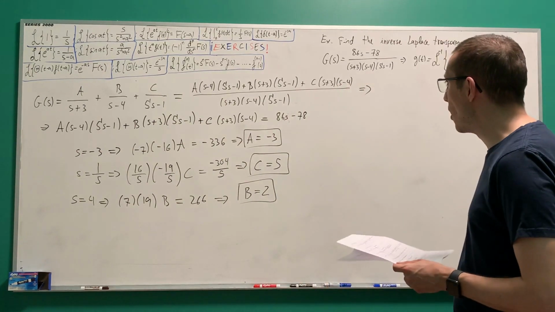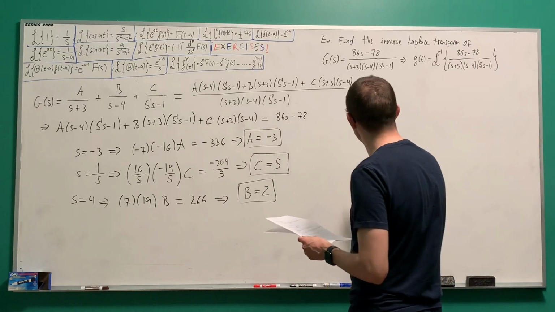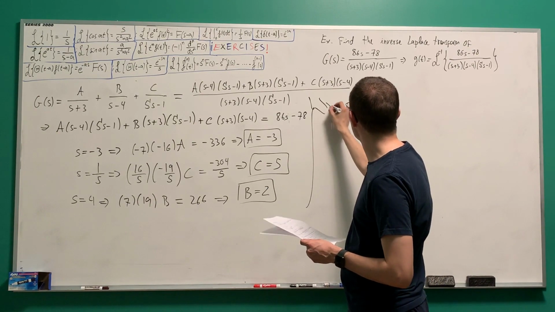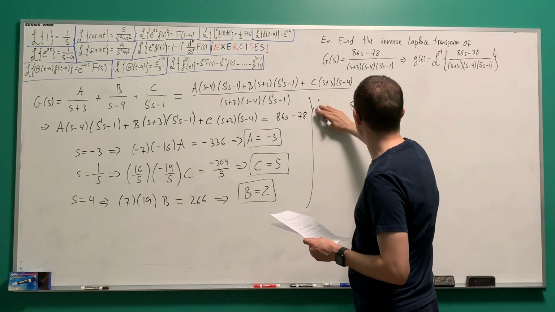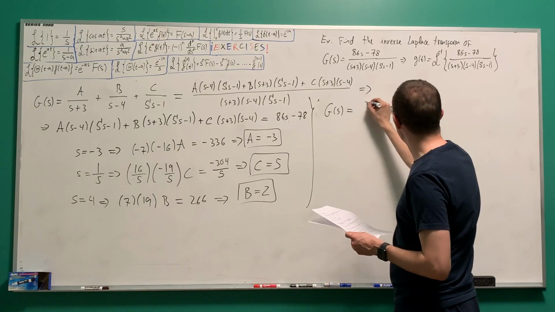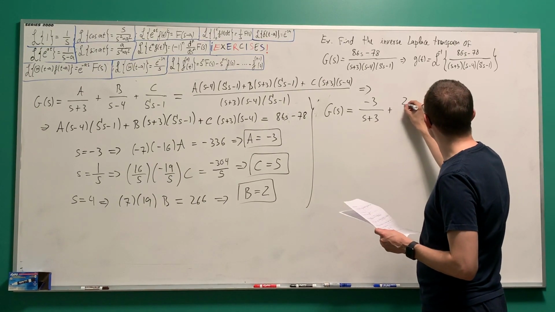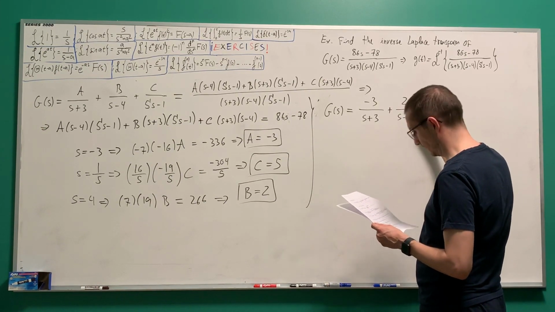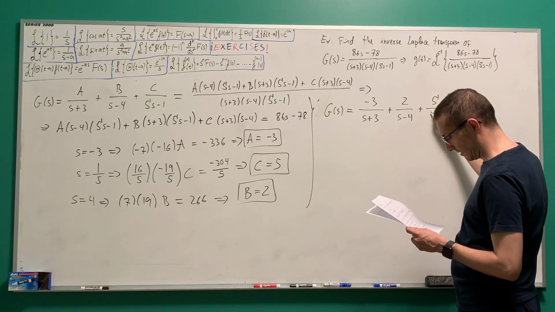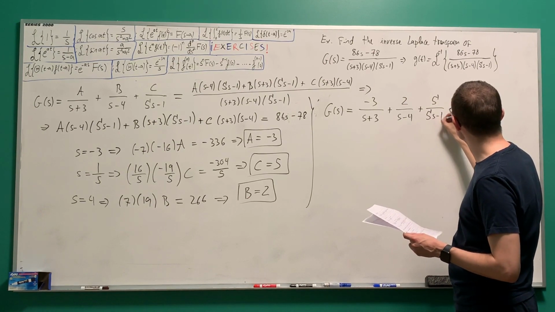Wonderful. Now, having found the coefficients of the simple fraction decomposition, I know that G(s) now, I write as the simple fractions, is minus 3 divided by s plus 3, plus 2 divided by s minus 4, plus 5 divided by 5s minus 1.